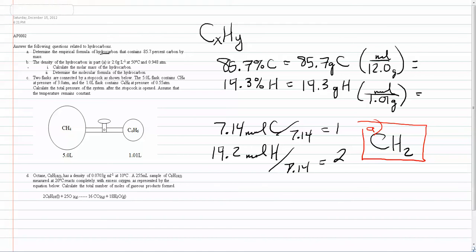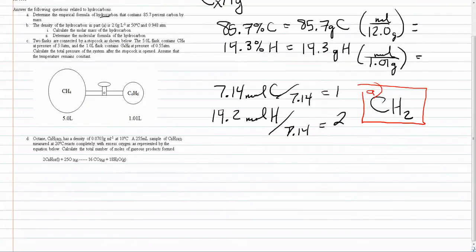Okay, so going into the next problem here, I'll do this one in blue just to keep the two sections separate. B is related. So the density of the hydrocarbon in part A is 2.0 grams per liter at 50 degrees Celsius, 0.94 atm. So we're clearly looking at some sort of PV equals nRT problem here. We're not changing state, it's just one state. So let's see if we can put that together.